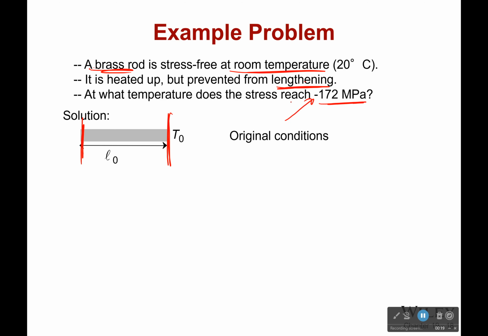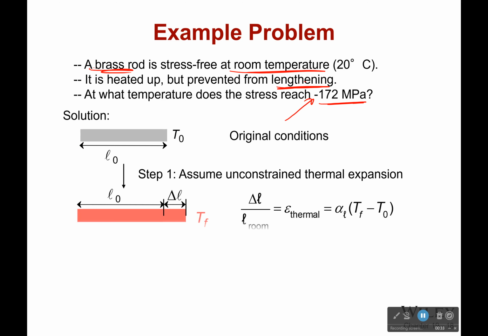The reason it's negative is because compression is always considered negative, and it's trying to get longer, but it can't, and so the wall is more or less compressing it. That's why it's negative.